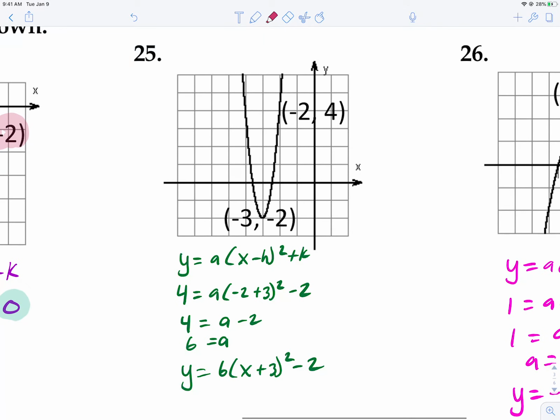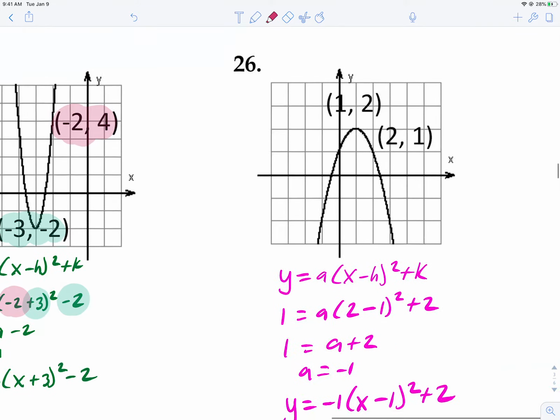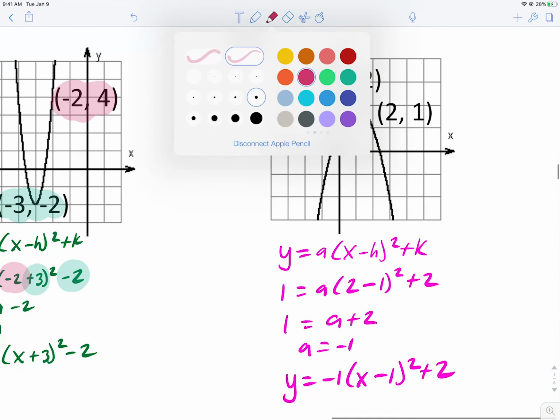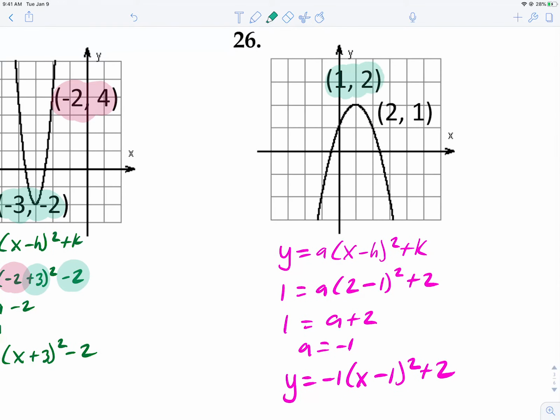Number 25, the vertex was negative 3, negative 2, which is where those 2 came from. And the other point was negative 2, 4, which is where those 2 came from. If you simplify, you end up with a equals 6. So only plugging in the vertex, leaving x and y alone, y equals 6 times (x plus 3) squared, minus 2.